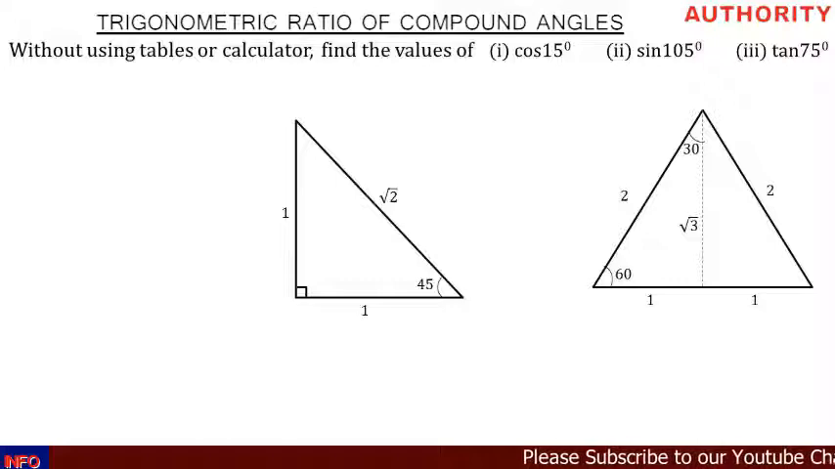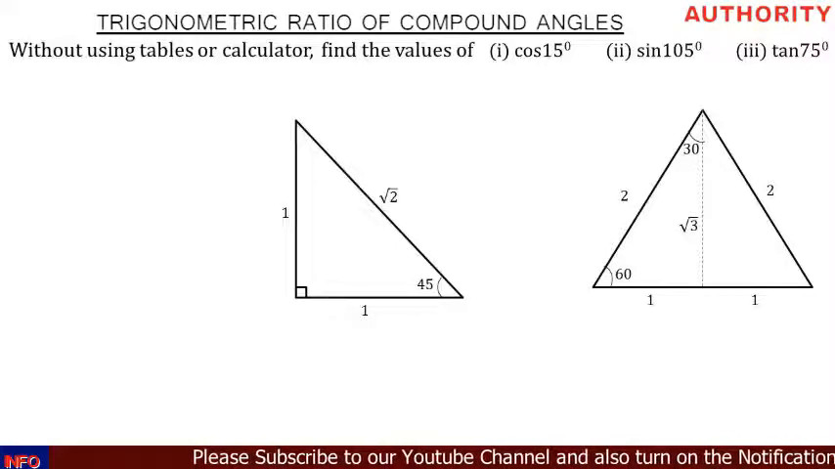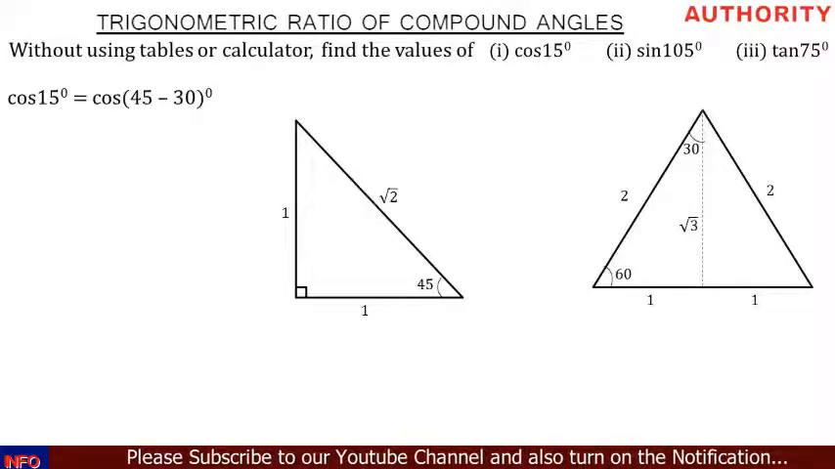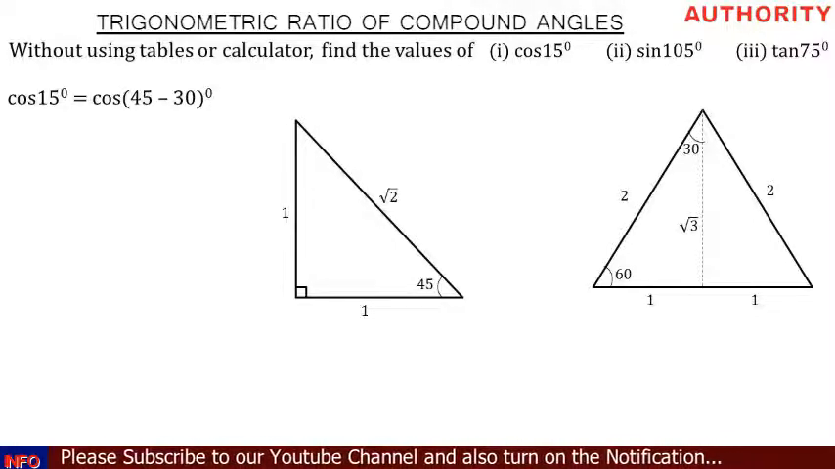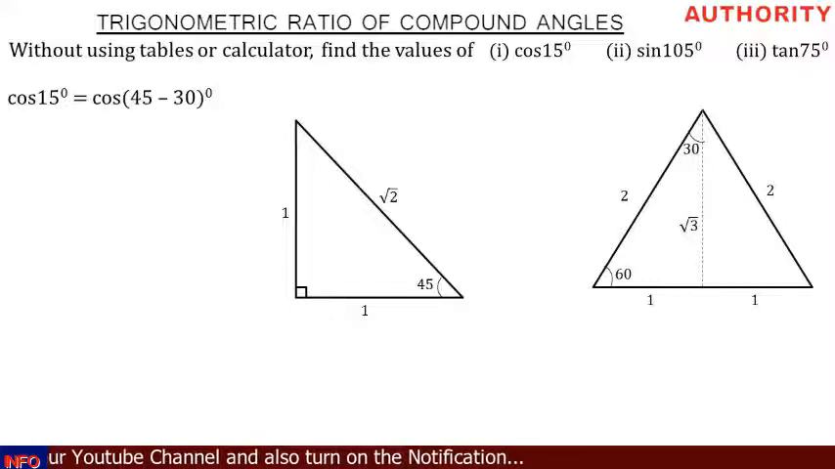You discover that 45 degrees minus 30 degrees gives you 15 degrees. You get it? Yes. That means we are going to make use of cos of 45 degrees minus 30 degrees. So cos 15 degrees is the same as cos of 45 degrees minus 30 degrees.